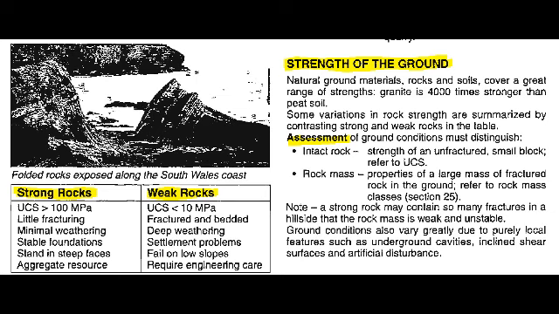On the bottom left of this slide, you can see strong rock and weak rock properties. UCS greater than 100 million Pascal is said to be strong rock, and UCS less than 10 million Pascal is said to be weak rock. In strong rocks: few fractures, minimal weathering, stable foundations, standing in steep faces, aggregate resources. In weak rocks: fractured and bedded, deep weathering, settlement problems, failure on low slopes, requiring engineering care. And the picture here is of folded rocks exposed along the South Wales coast.